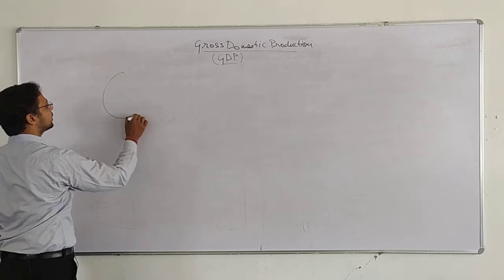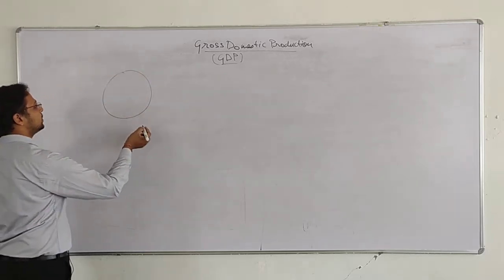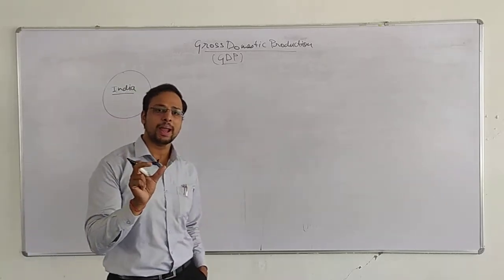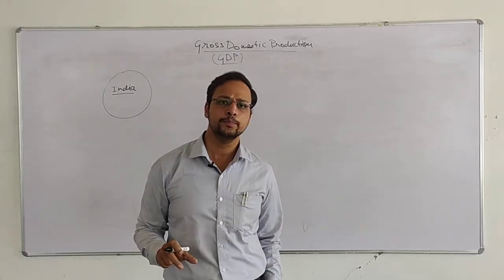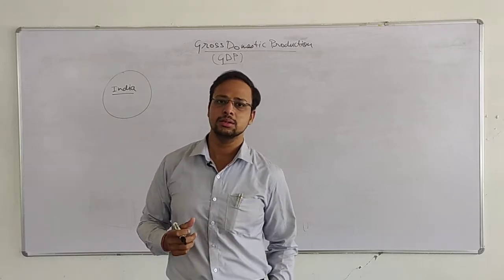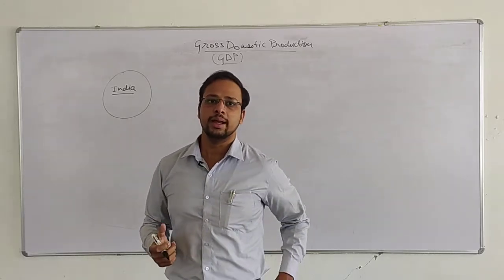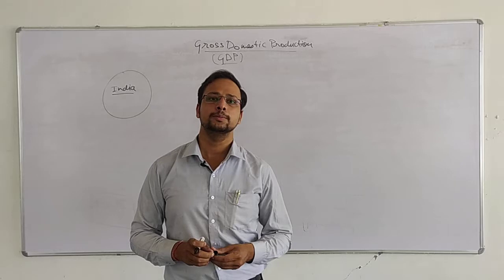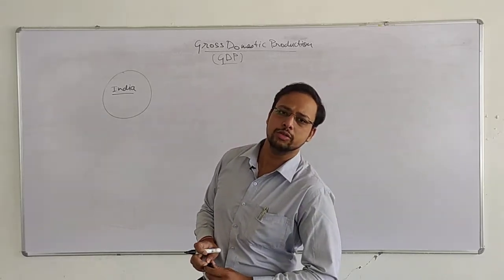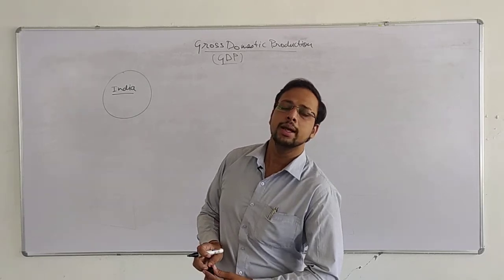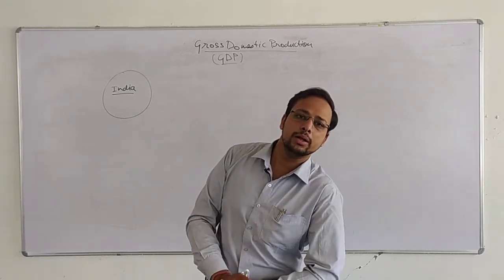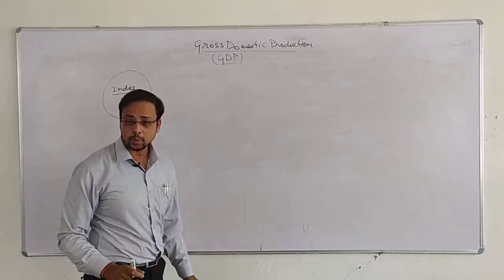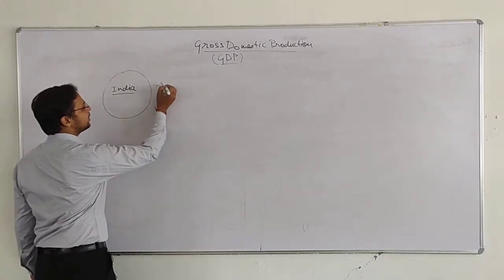See, this is an economy. Okay, say it is India, and within a span of time, whether it may be 1 year, a quarter, meaning 3 months, or half yearly, meaning 6 months, in every span of time, the Central Statistical Organization, CSO, as we call it in short, calculates the production done within the domestic territory of the country.